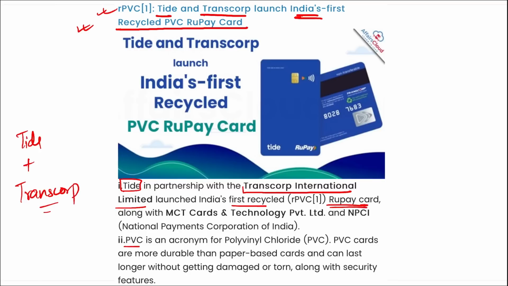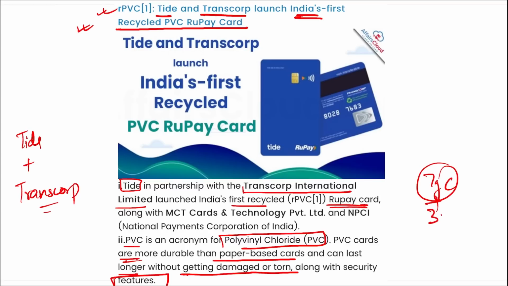PVC is an acronym we all know for polyvinyl chloride. PVC cards are more durable than paper based cards and can last longer without getting damaged or torn, and come with various security features too. This recycled PVC card will save 7 grams of carbon and 3.18 grams of plastic, which would be used in the production of a new card with virgin PVC, right? So these recycled PVC cards are much more beneficial for the environment also.